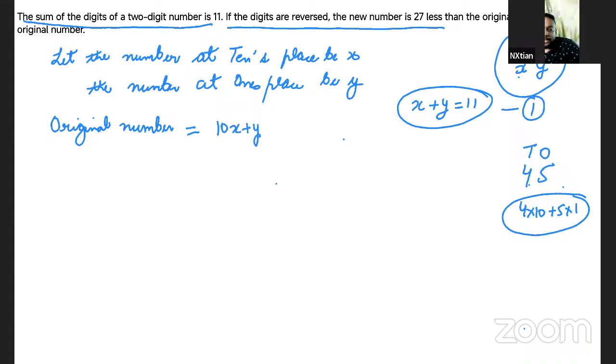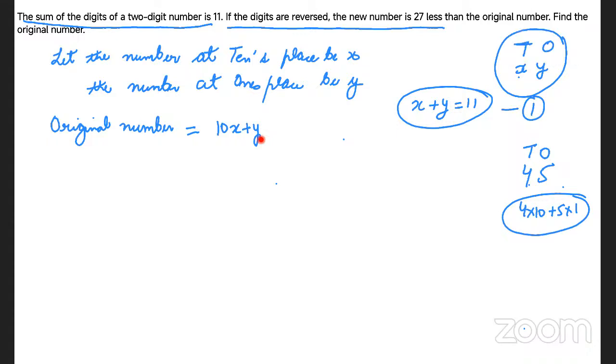Now I will tell you why 10x plus y. Because x is at my tens place, that's why I multiply it with 10. And y has one place, so 1 times y is y, so I wrote y. Any problem in that, guys? Please ask me. Anna, you don't know how to make numbers? Sir, could you just repeat the equation again?